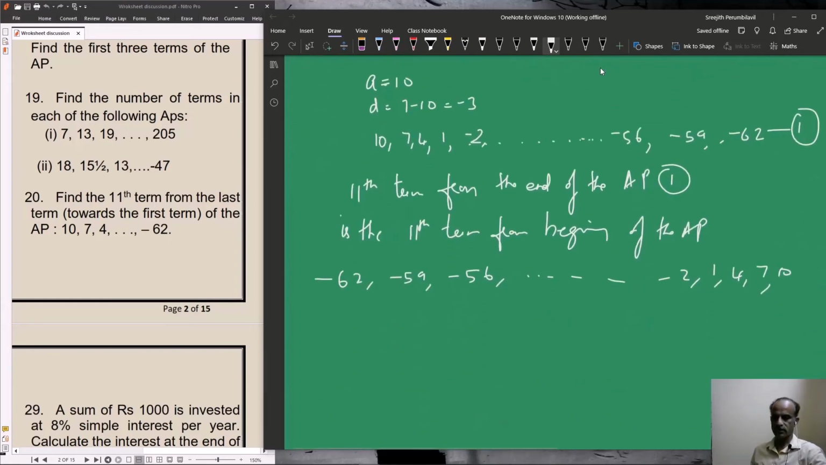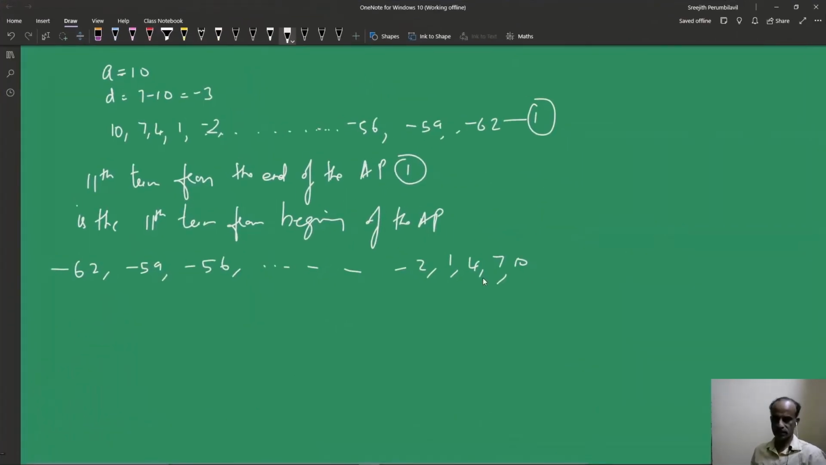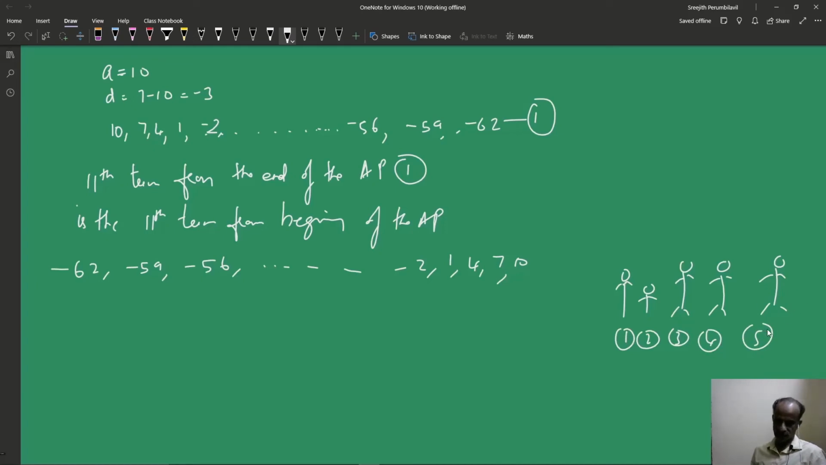Suppose a few students are standing: first one, second one, third one, fourth one, fifth one. Third from the end means that if I ask them to stand in the reverse order, it will be third from the beginning. So now it is the 11th term.